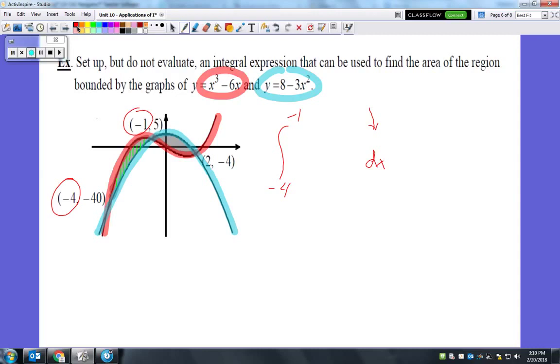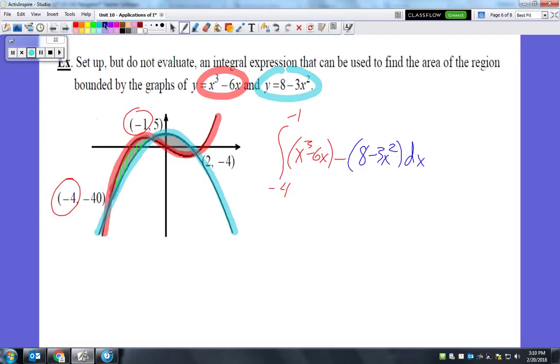What's the top function? X cubed, right? It's the red one. X cubed minus 6x minus, what's the bottom function? 8 minus, again, with those parentheses, they're very important. And then dx. That's the first one.